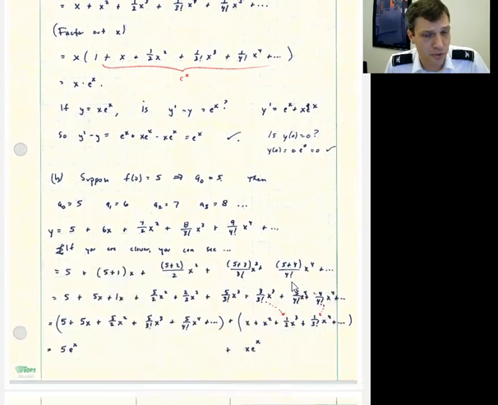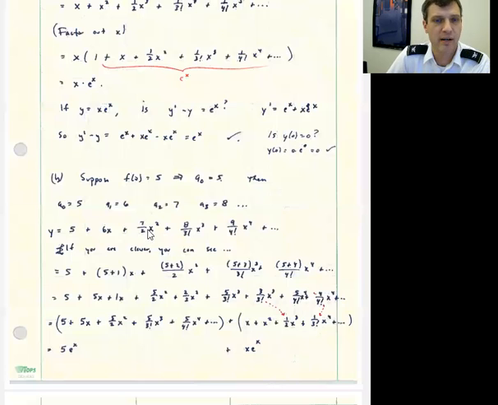Let's try another initial condition. This one's a little bit trickier. What happens if I assume that f of 0 is 5? That means A naught is 5. And that means A1 is 1 more than that, 6. And A2 is 1 more than that, 7. A3 is 8, and so forth. And I have 5 plus 6x plus 7 halves x squared plus 8 over 3 factorial x cubed, 9 over 4 factorial x to the fourth, and so forth.